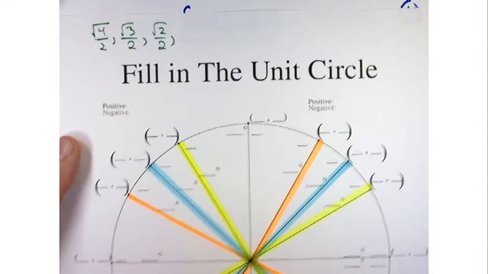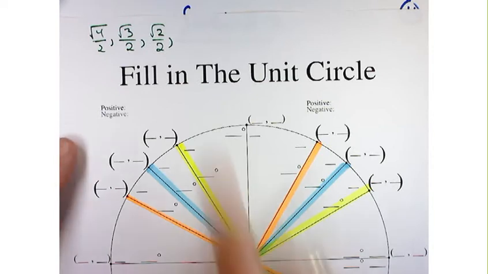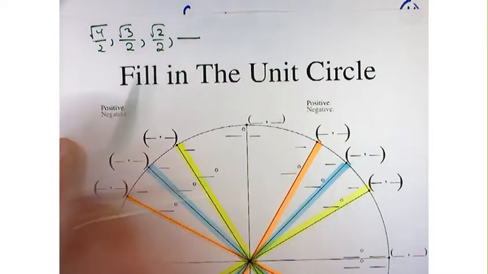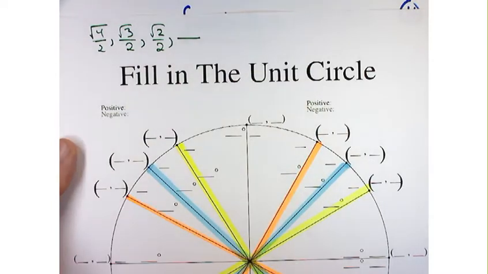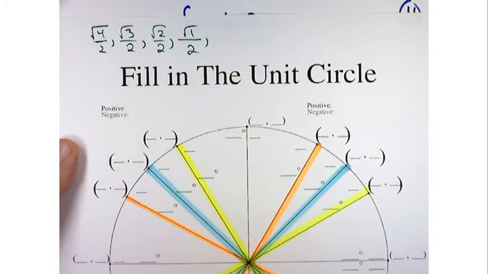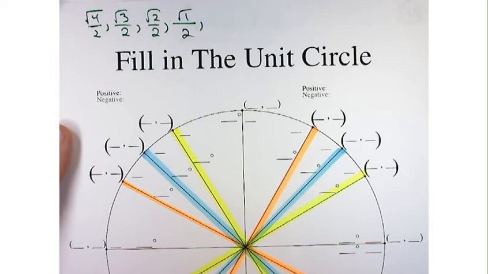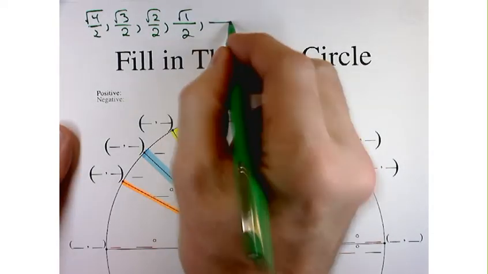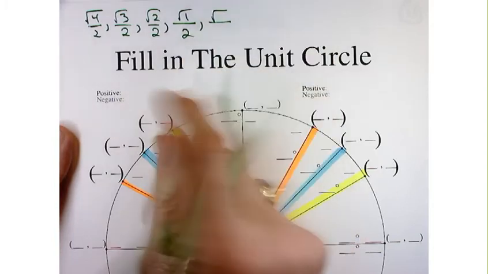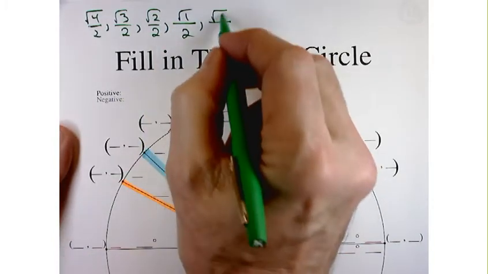Can anyone fill in the next one? What do I write next? What's the next term in this sequence? Square root of 1 over 2. Can anyone go one more? What will be the next one? I've got the square root of 0 over 2.